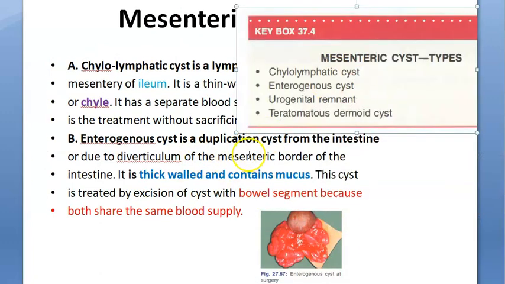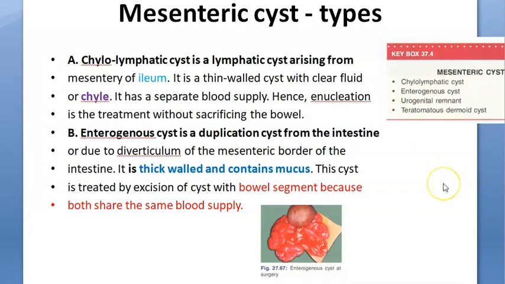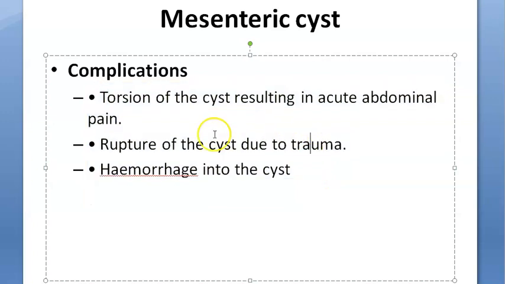Okay. So, what are the types of mesenteric cyst? Chylolymphatic, enterogenous, urogenital, teratomatous dermoid cyst, if you can remember. Okay. Complications, what will happen? There can be torsion of the cyst, so that can result in acute abdominal pain. Rupture of the cyst, we don't want that. If there is trauma, then it will rupture, it looks like. Hemorrhage into the cyst. Okay.